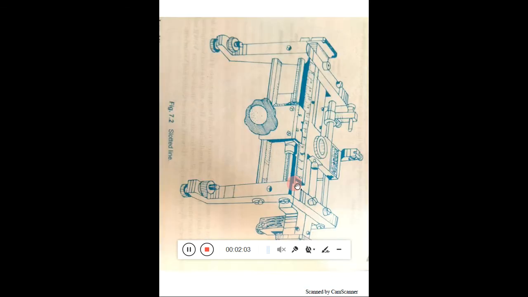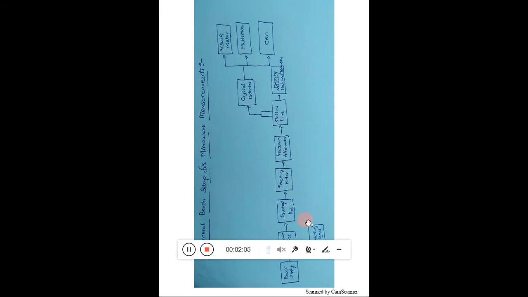This is the bench setup, the general bench setup. It needs a special DC power supply, depending upon the type of microwave source. We utilize different types of power supplies. If it is a reflex klystron tube, 2K25 type of microwave source, it needs a reflex klystron power supply. If it is a Gunn diode microwave source, it needs a Gunn power supply.